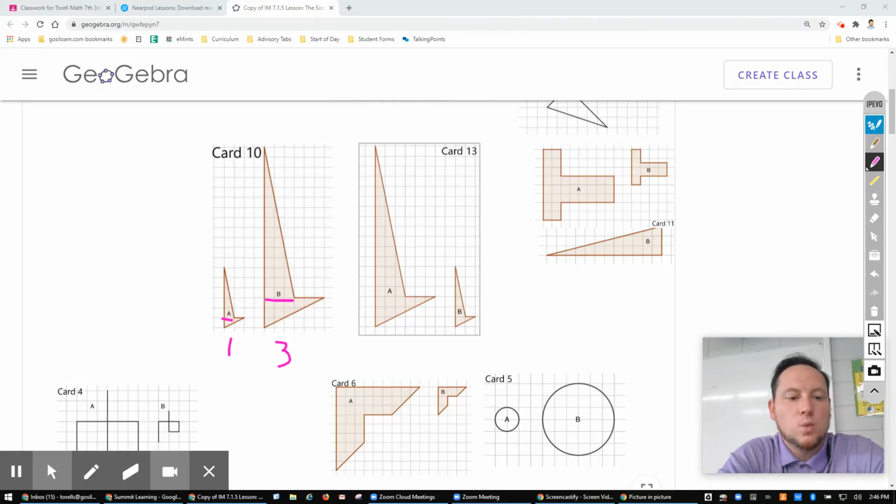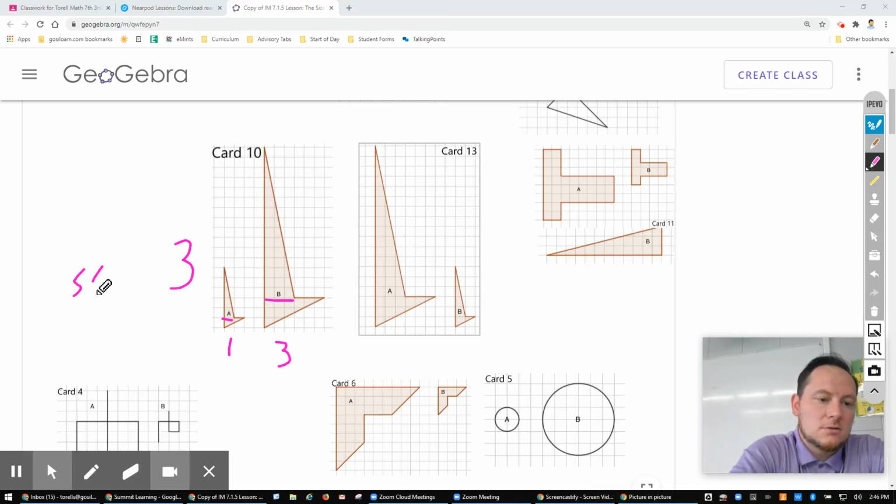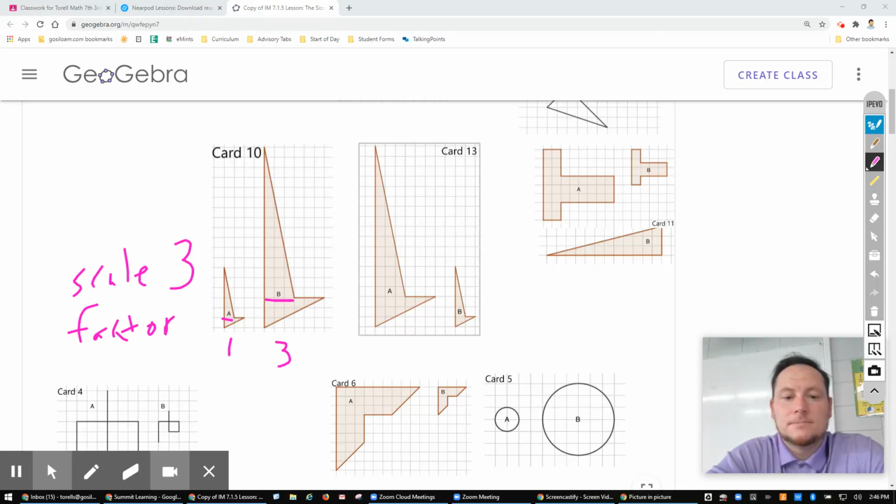So what did we multiply 1 by to get to 3? And it's just simply we multiplied it by 3. So this one, the scale factor, sorry about my handwriting, is 3. Let's look at the other one. So same thing. Looks like this one side is 3, and that one is 1.